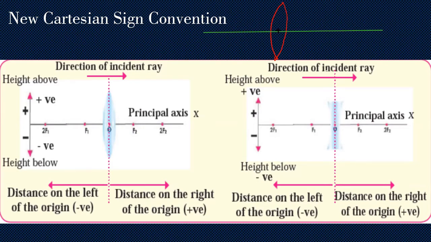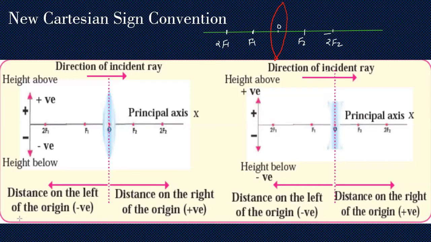This is my optical center. F1, 2f1, f2, 2f2. This is the basic thing. Before drawing any ray diagram, you have to draw this, and then you put the positions of the object. Again, according to sign convention, it will follow the same convention which was followed by your mirrors.